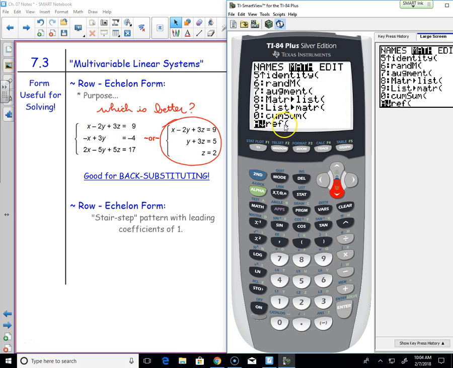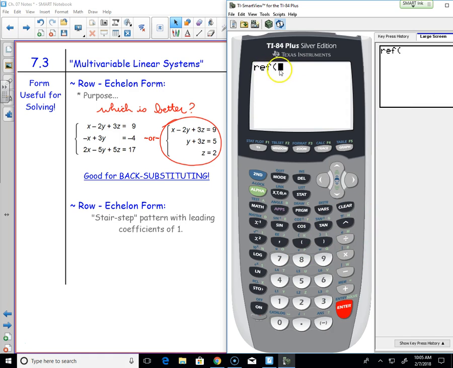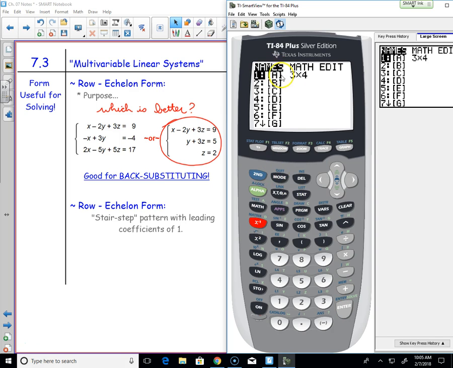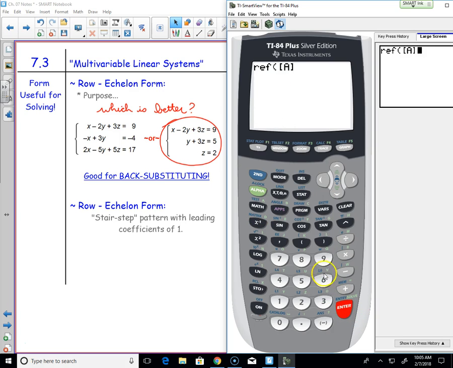REF, row echelon form. Is there a system that could take any nasty set of 3, or if it was bigger, 4 or 5 or 6 equations and put them into this nice form that you would like to solve? Hit that REF. Oh, wait a minute. It needs somebody to do REF too. Oh, didn't we just put our matrix in matrix A? Sweet. Go grab that name and then tell the calculator to go do the system.